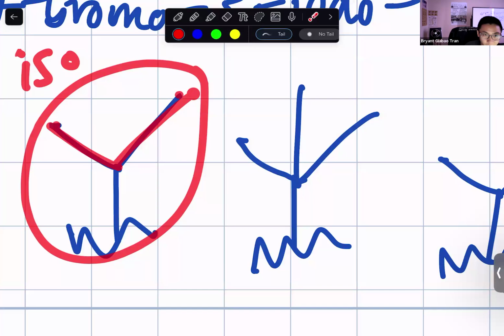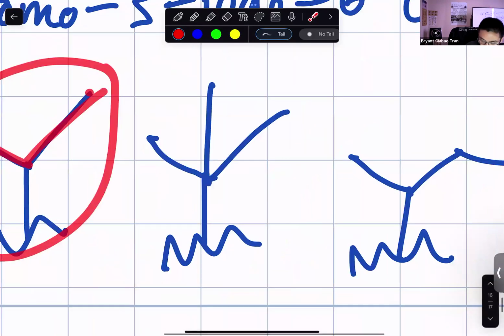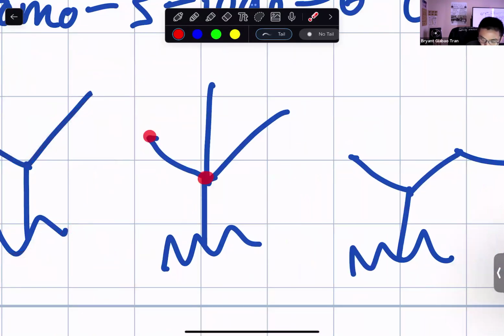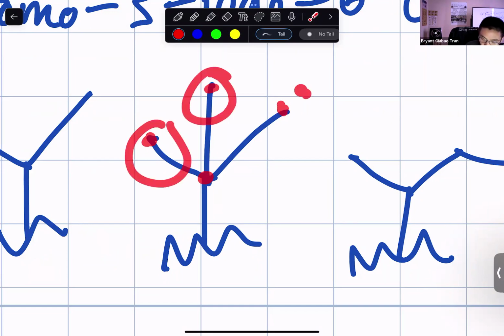So that's why it's isopropyl, because there are 2 methyl groups branching out into a propyl, 3 carbons. Right. This is a tert-butyl because butyl is 4 carbons, 1, 2, 3, 4, and it's split into 3 branches. That's why it's tert, tertiary. 1, 2, 3, tert-butyl. Right.